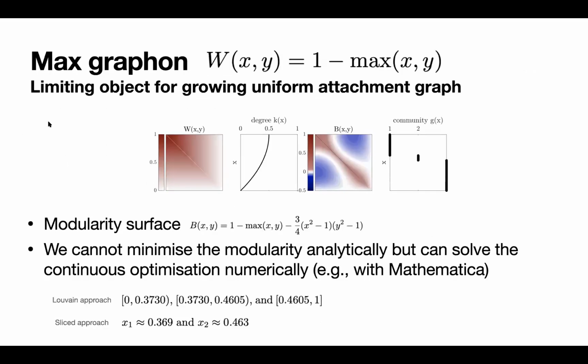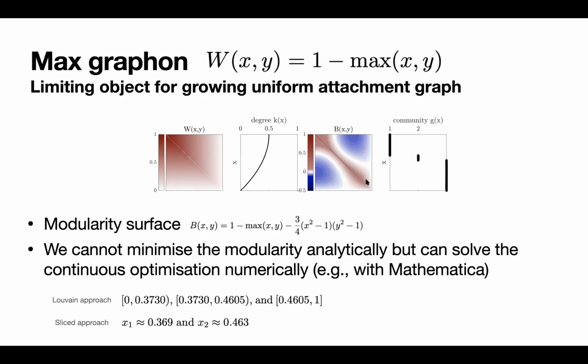Another example, which I used at the beginning as an illustrating example, is this max graphon, which is the limiting object for this growing uniform attachment graph. Here, the graphon, as we talked about earlier, looked like this. The degree function is this parabola. And now if we look at this modularity surface, we find that it's assortative along the diagonal, but it's not entirely clear what would be the optimal modularity just from looking at this modularity surface.